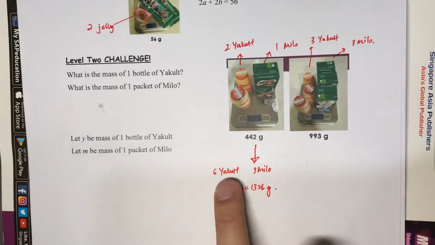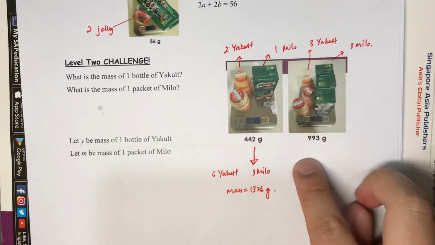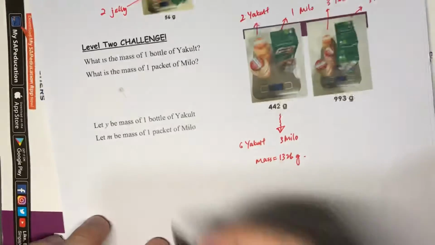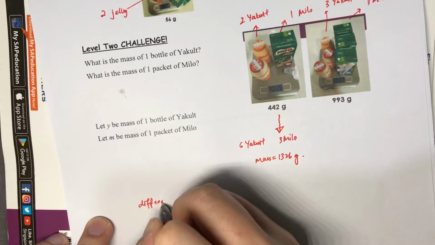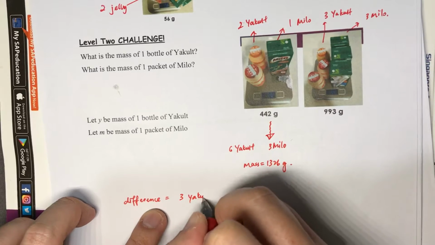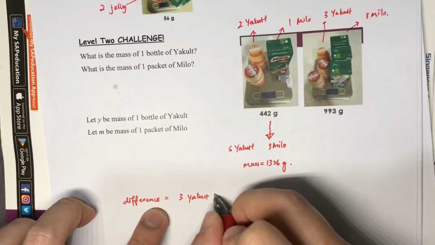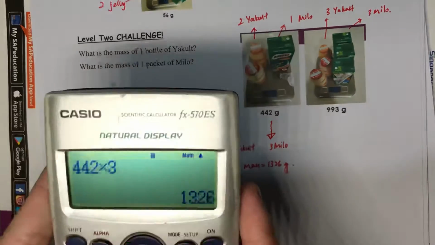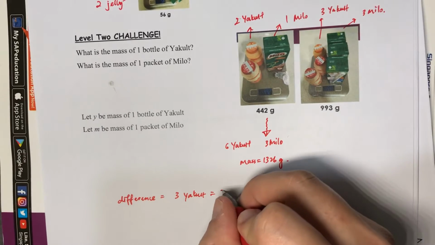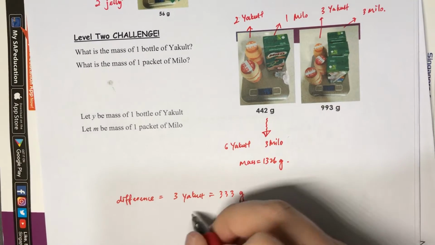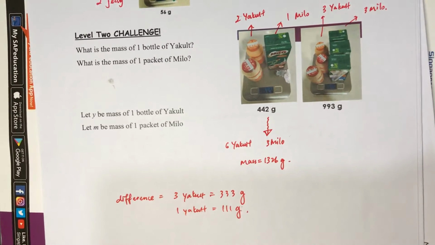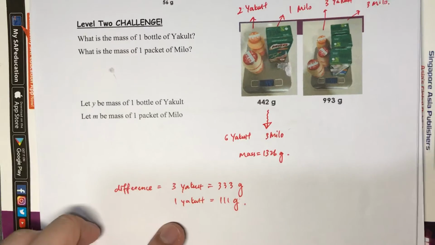Okay, so now 6 Yakult 3 Milo is this, 3 Yakult 3 Milo is this. So now the Milo is the same, so we can just take the difference. The difference is that now we have 3 Yakult, and the difference in the mass is our 1326 minus the 993. So here we get 333. So 3 Yakult is 333 gram, right? So 1 Yakult is how many gram? So 1 Yakult is going to be 111 gram.